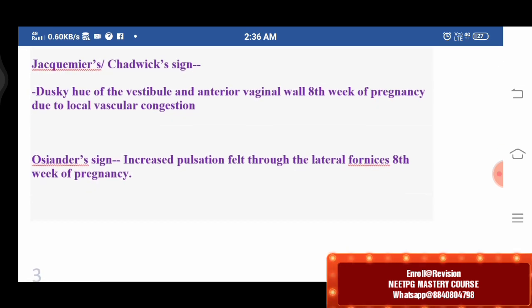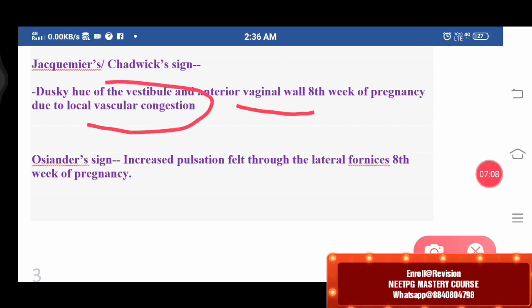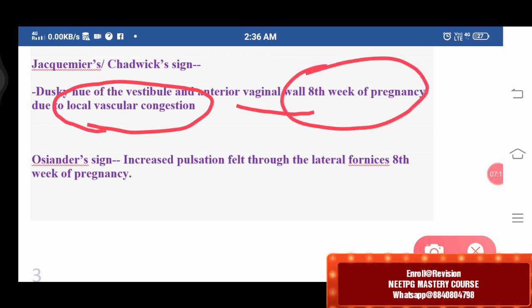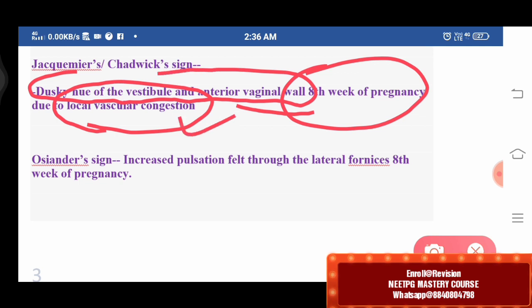So Jacquemier or Chadwick sign is dusky hue of the vestibule and the anterior vaginal wall due to local vascular congestion. So usually seen around 8th week of pregnancy. Again, it is just a dusky hue of the vestibule and anterior vaginal wall, and why does it occur? Due to local vascular congestion.